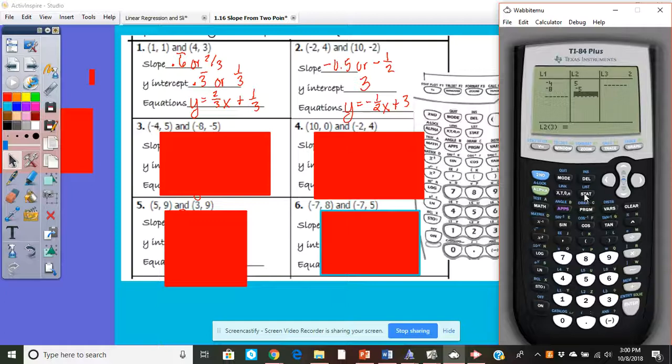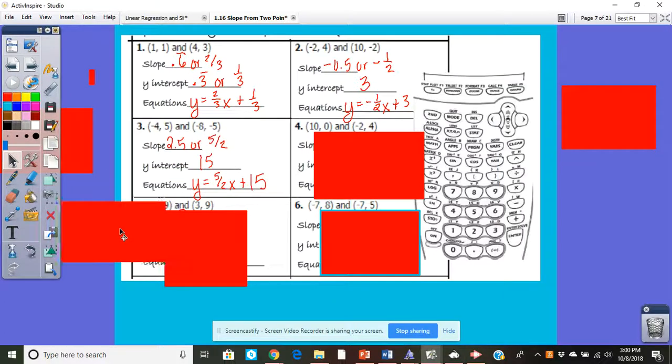Once you put the values in, Stat, Calc, 4, and down to Calculate. Now I've got 2.5 for my slope and 15 for my y-intercept. So the slope is 2.5 or 5/2. The y-intercept is 15. So your equation would be y equals 5/2 x plus 15. All right, 4 is going to be the last one we do. You don't have to worry about 5 or 6.